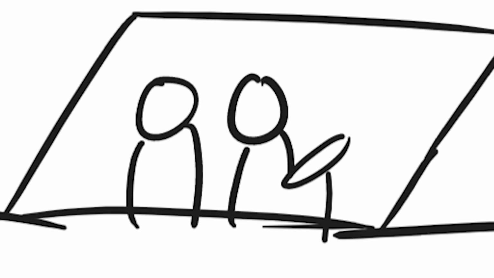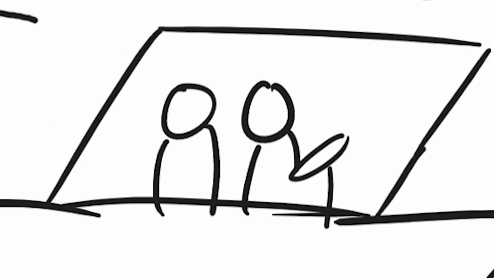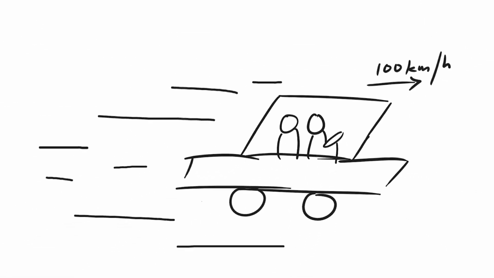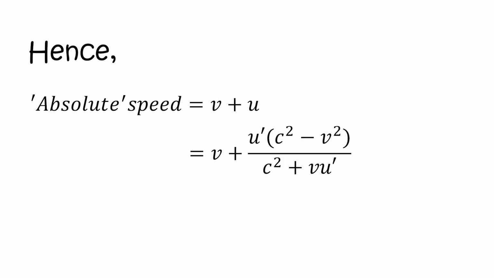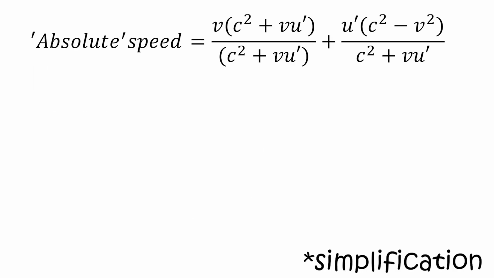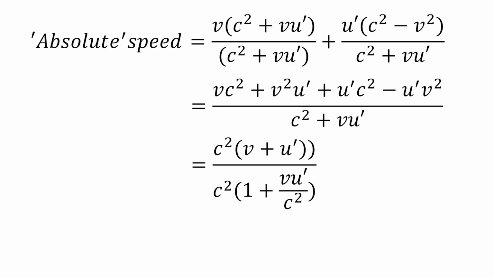Going back to the analogy of the car, even though the passenger has a speed of u equals 0, he is still moving with a speed of 100 km per hour. The absolute speed of the projectile would be v plus u, which would simplify into this, and further simplification would result in the formula.